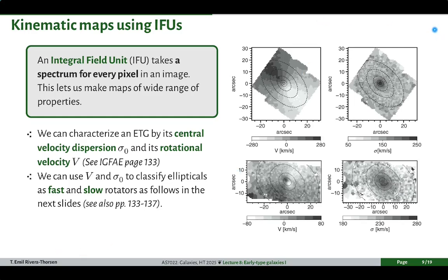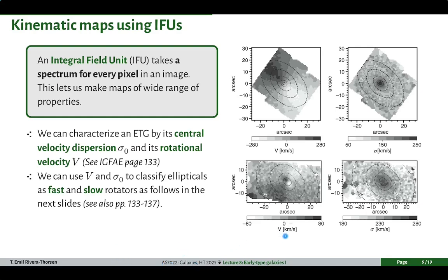In more modern times, with the advent of so-called integral field units, it has become possible to actually take a full spectrum for every pixel in an image of a galaxy. And that, of course, means that we can map these kinematical properties with much higher detail, much more accuracy, and much more refinement than we would be able to do with the old school version that just used a single long slit or maybe a couple of long slits across the galaxy.